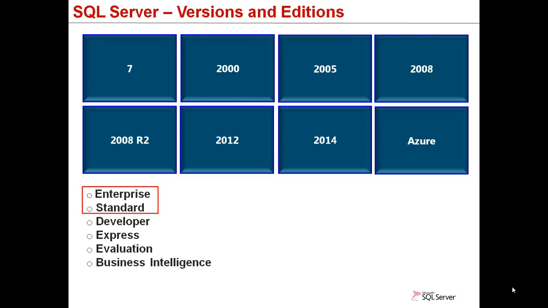The Enterprise is often seen in more critical environments, as this is the most complete edition and it has almost no limitations, while the Standard is cheaper but it has some drawbacks. If you want to know the technical specifications and limitations for each edition, the best place to look is the Books Online from Microsoft.